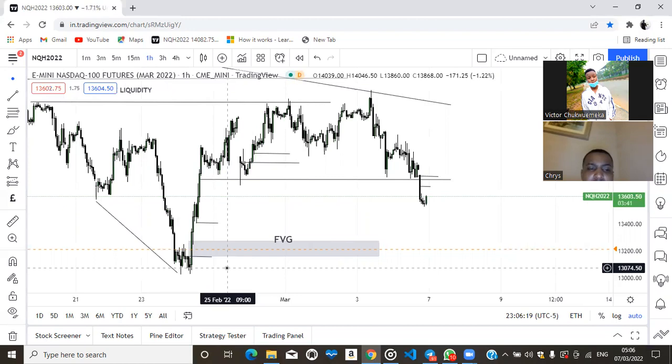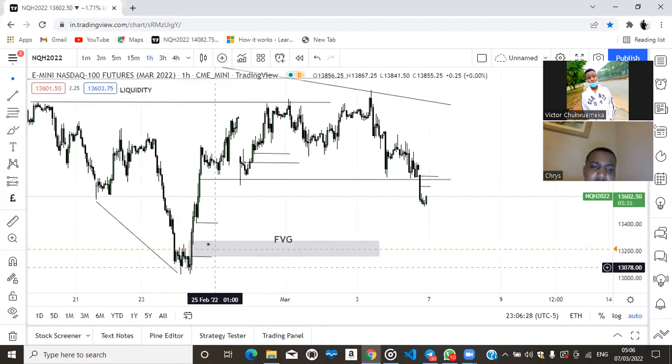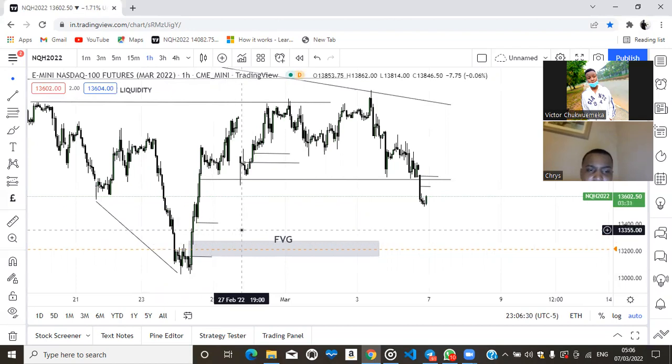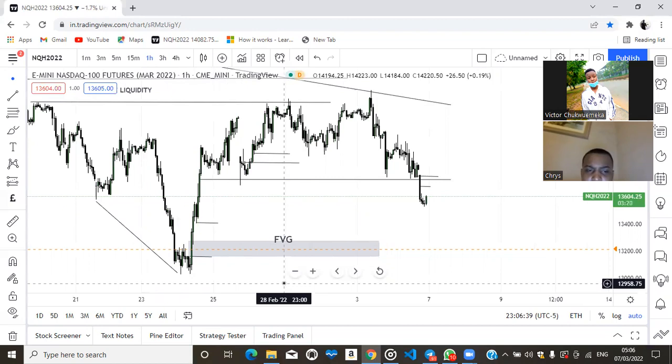So the order block is right there. Yes, we have an order block here as well, bro, and then you got the fair value gap. Yes, we got the fair value gap. So for this order block to be valid and have higher probability, you need this imbalance, this fair value gap, to be around the order block.